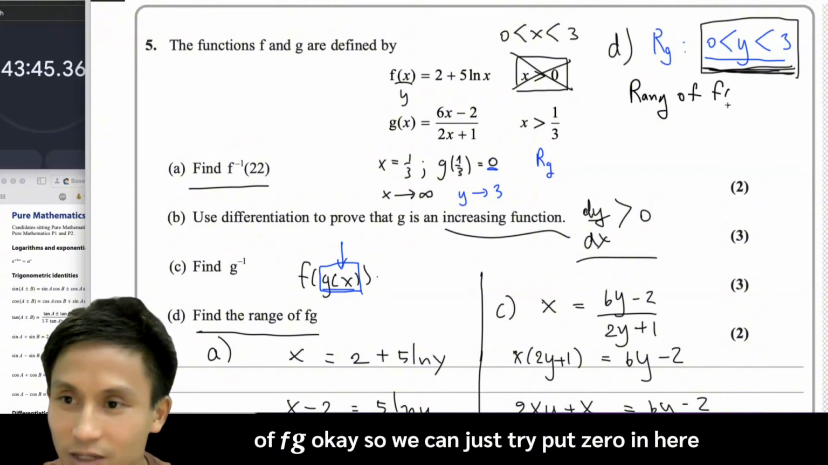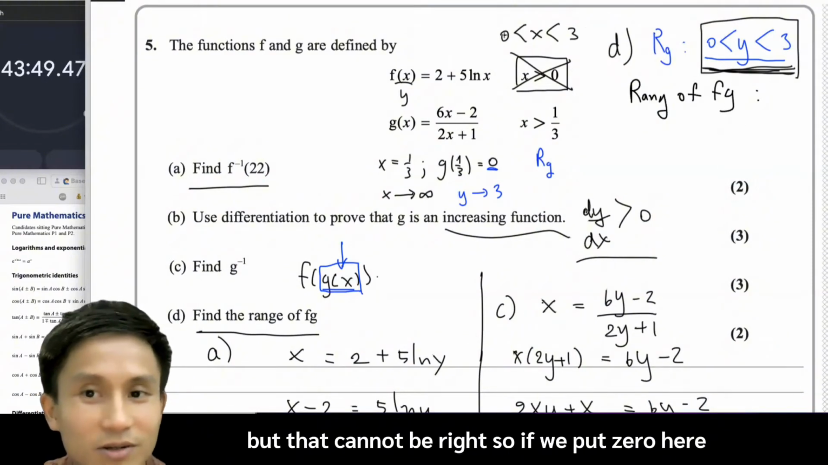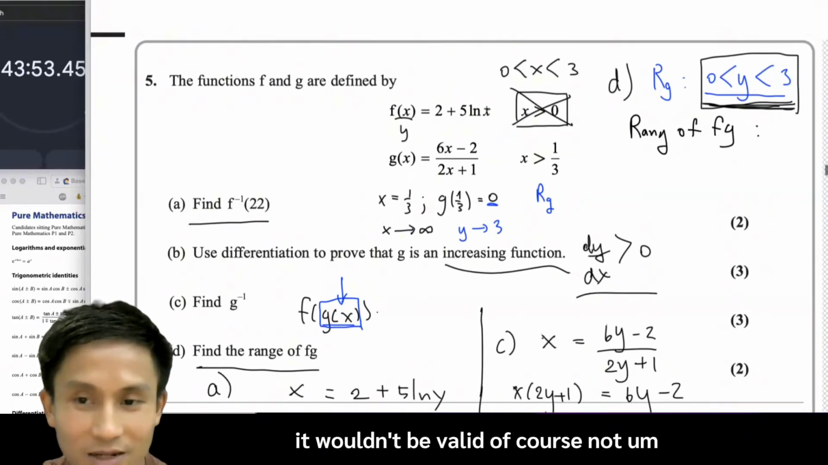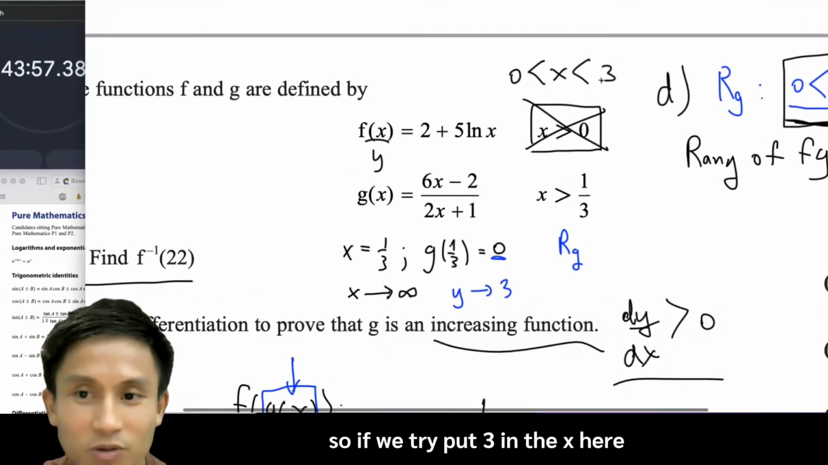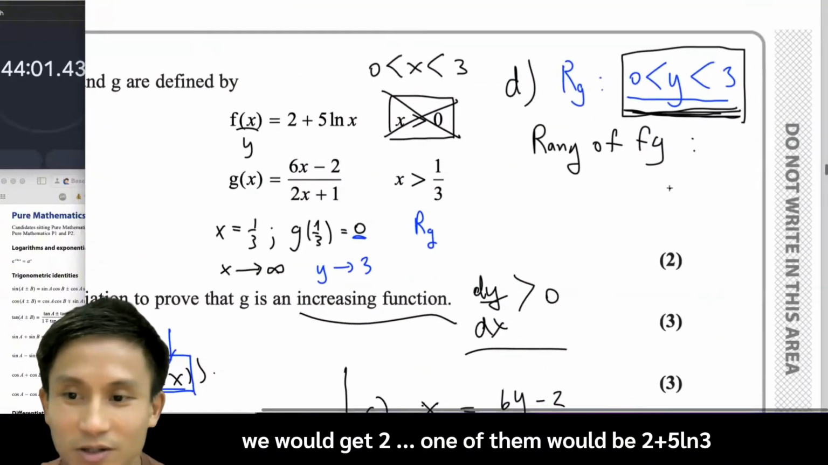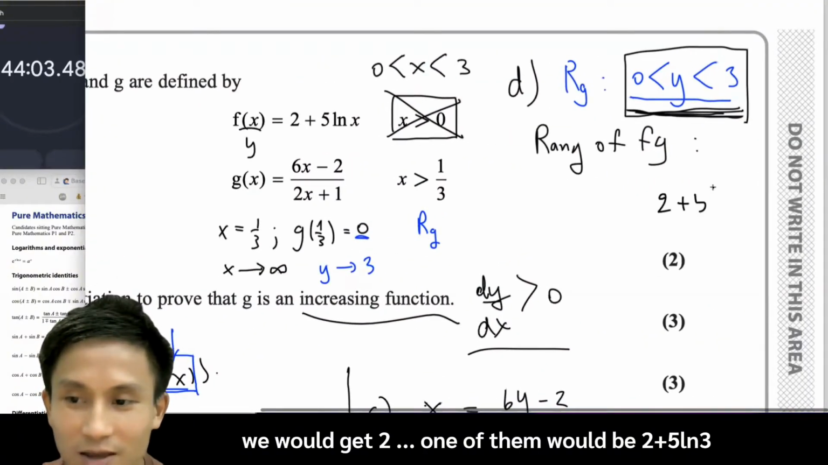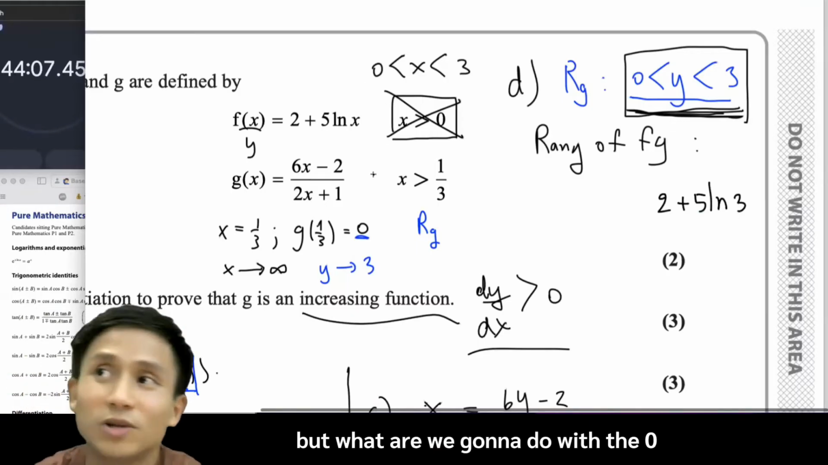of fg, okay? So we can just try putting 0 in here, but that cannot be, right? So if we put 0 here, it wouldn't be valid. Of course not. So if we try putting 3 in for x here, we would get 2. One of them would be 2 plus 5 ln 3. But what are we going to do with the 0?